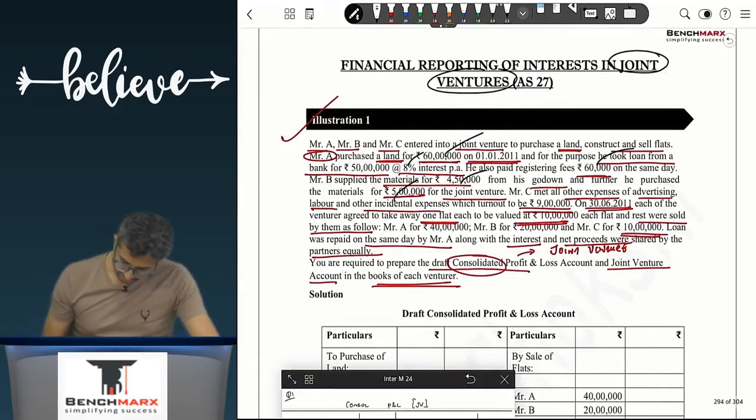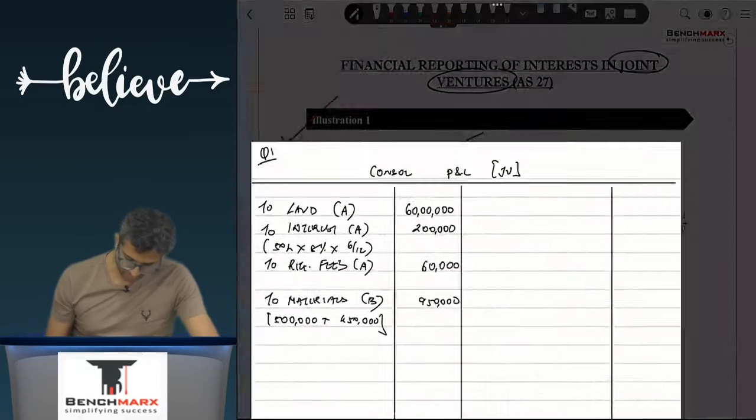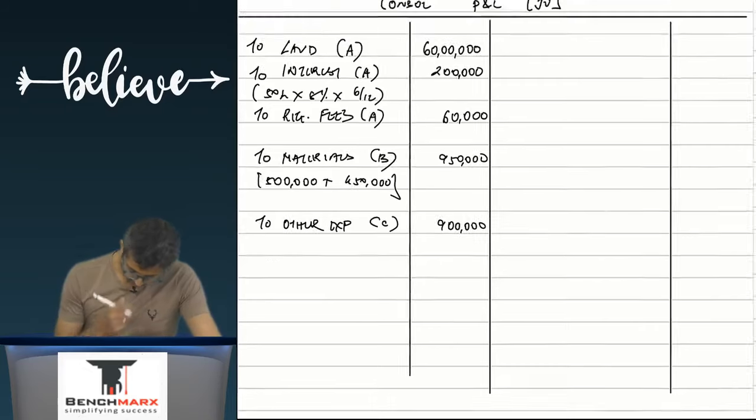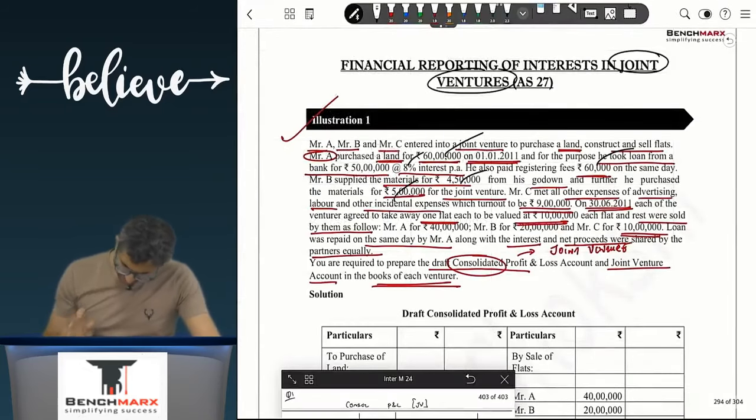Mr. C incurred all other expenses like advertising, labor, incidental expenses, so two other expenses, which are paid by C, totals up to 9 lakhs. Okay, this 9 lakhs is done.